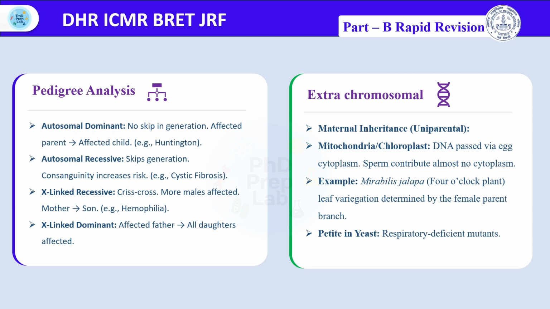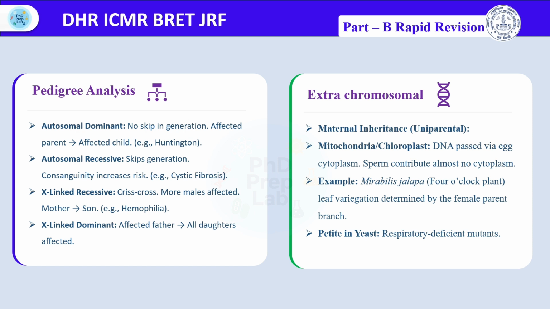Now you have X-linked recessive disorder. This is the crisscross mechanism. The males are mostly affected. We have only mentioned the most important points. Males are more affected in X-linked disorders, and this is usually transferred from mother to the son. Example is hemophilia. Now you have X-linked dominant, where if you have an affected father, all the daughters will be affected. This is a very important point. These small points are going to be very, very useful for you to identify the type of disorder correctly.